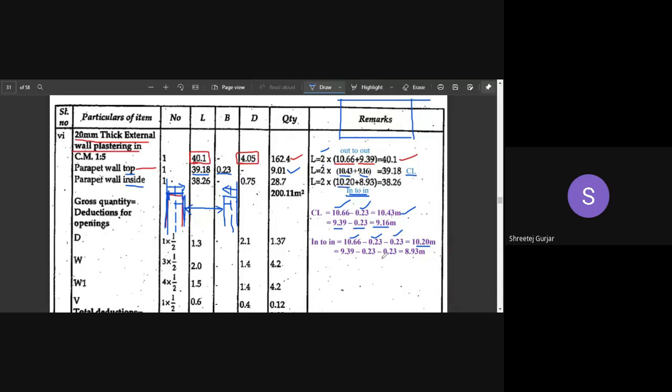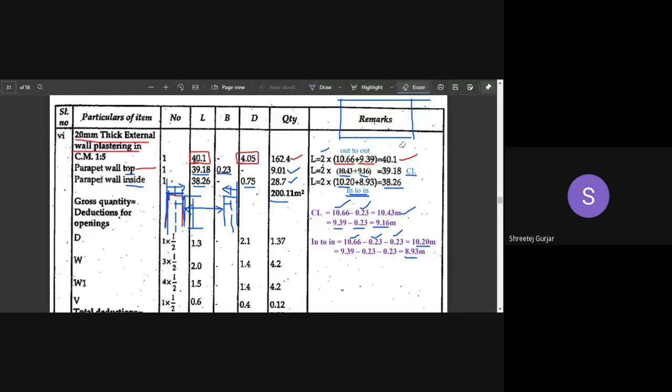Similarly for width or breadth, you get it as 8.93, and this is your total length. And this is your parapet wall height, right? This is your parapet wall height. So you get your total external plastering quantity, that is 200.11 meters squared.